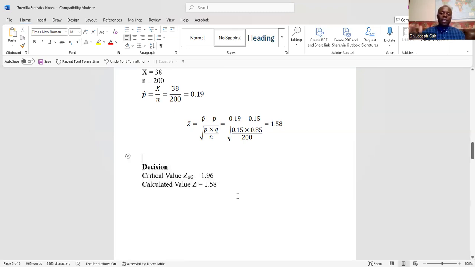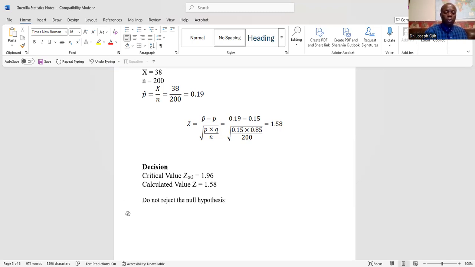Now, those of you who have watched my previous video on test of hypothesis know that the critical value criteria means that if the answer is bigger than or equal to the critical value, you reject the null hypothesis. But if the answer is less than the critical value, you do not reject. So here, our answer, which is 1.58, is less than the critical value. So do not reject the null hypothesis.